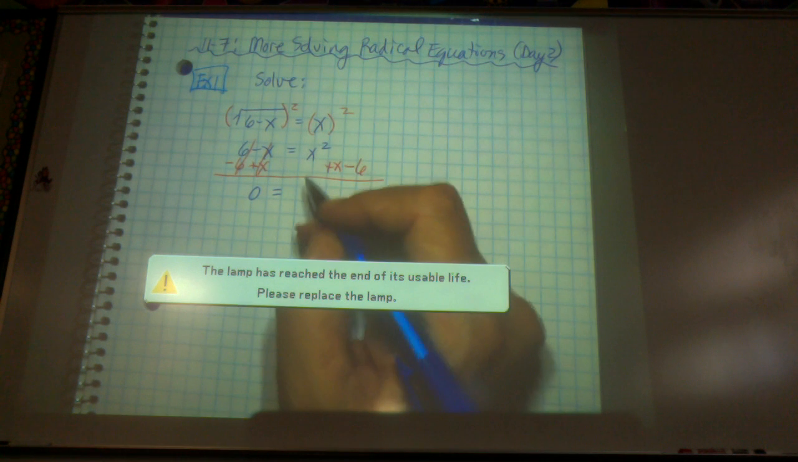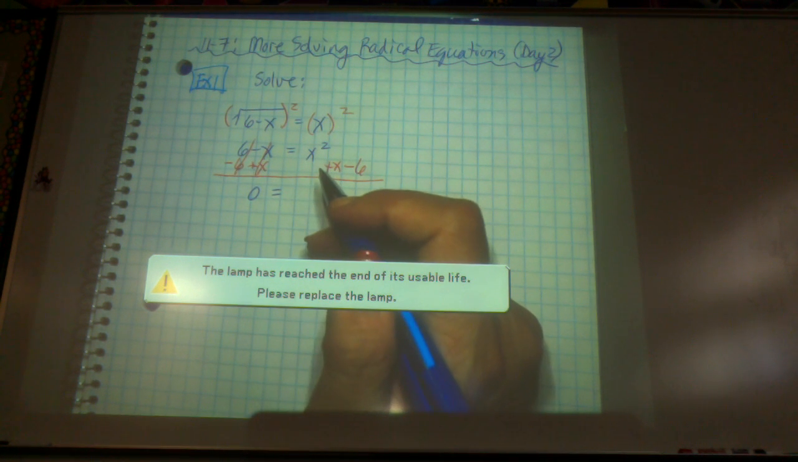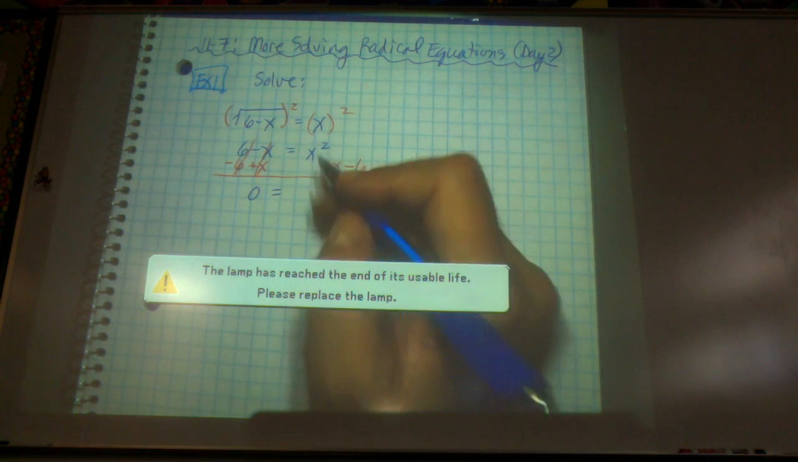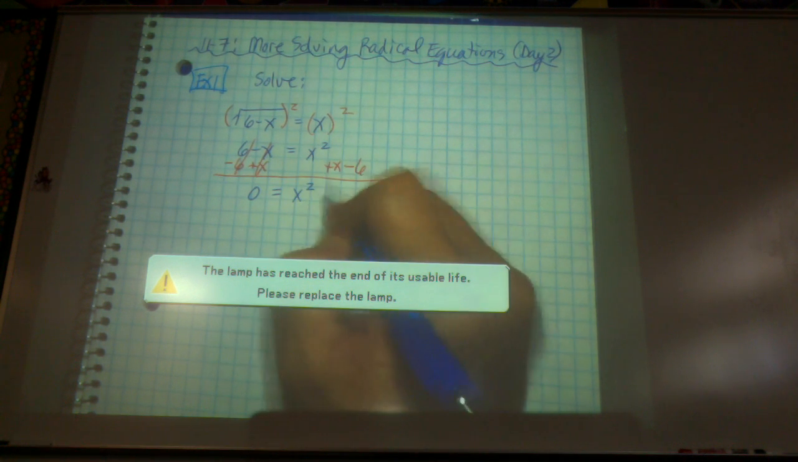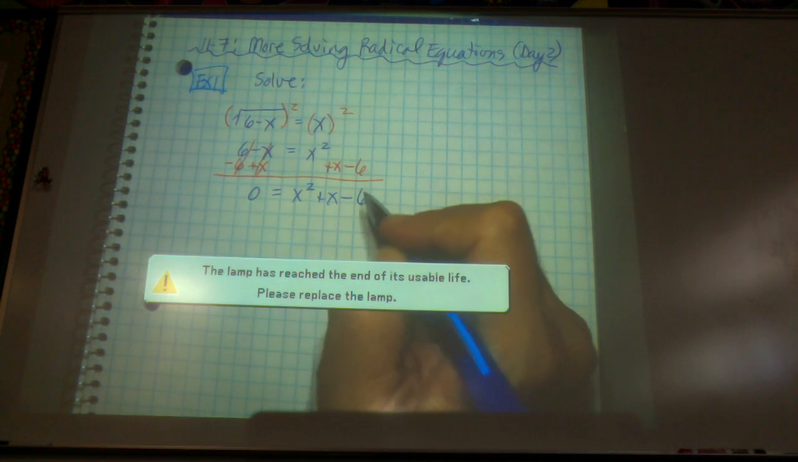0 equals, you're going to be waiting a long time. Go get one that's already sharpened. Second drawer down.